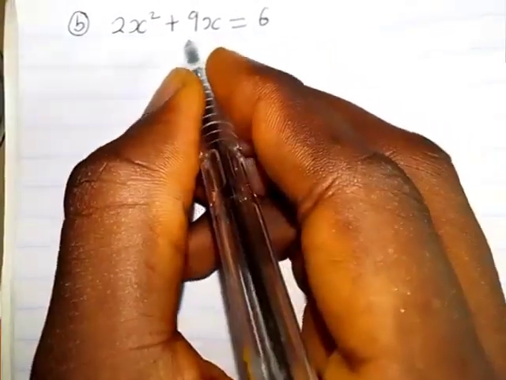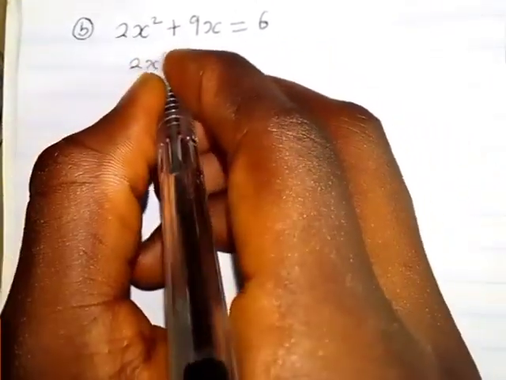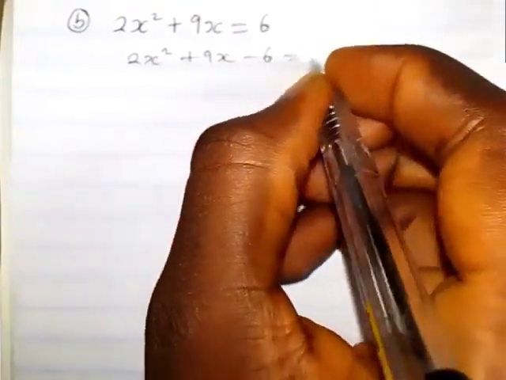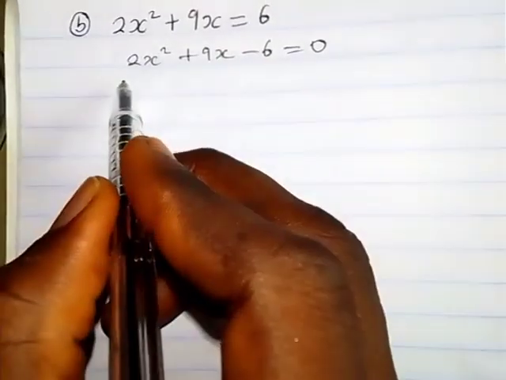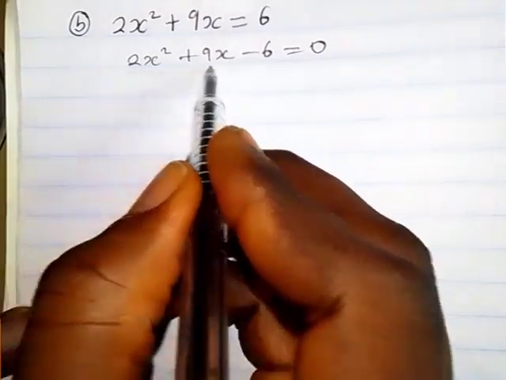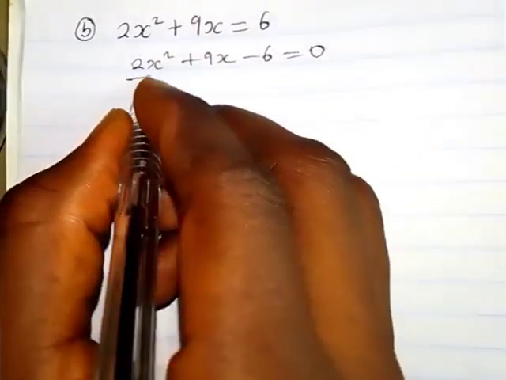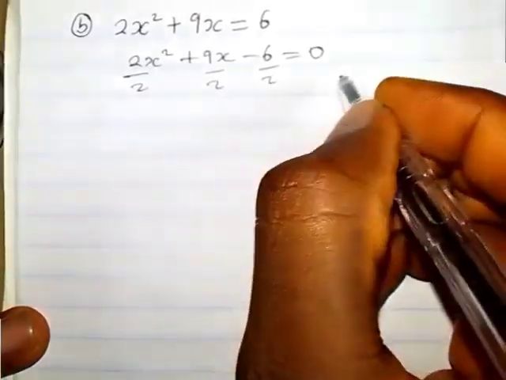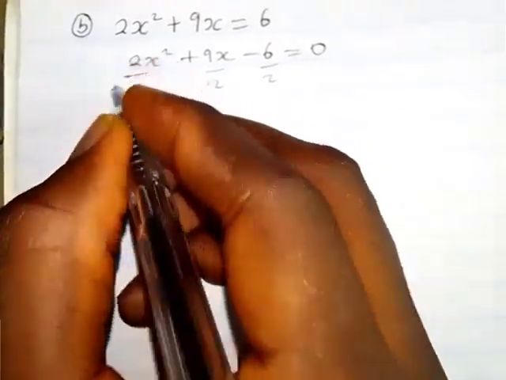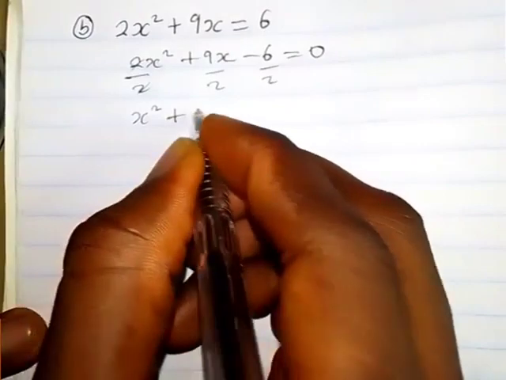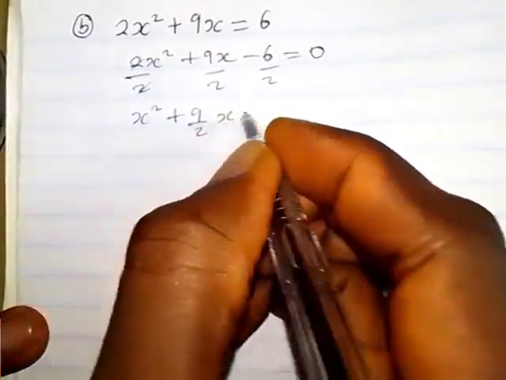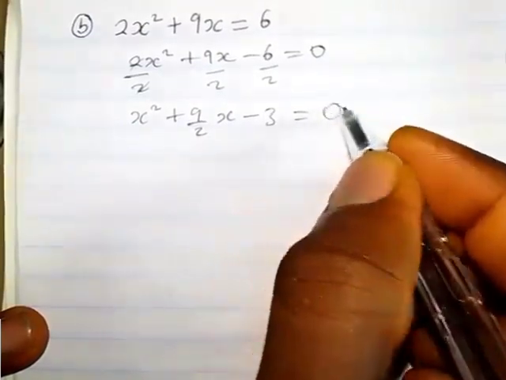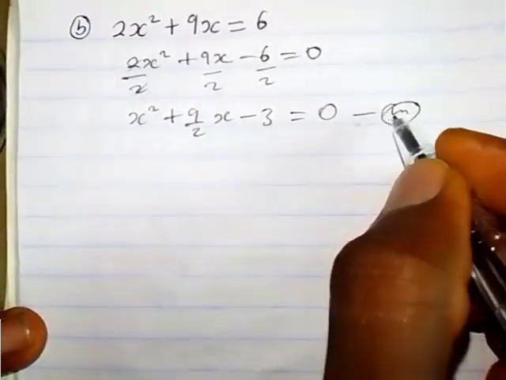When 6 comes to the left side, we have 2x squared plus 9x minus 6 equals 0. So we divide both sides through by 2, because that's the coefficient of x squared. So dividing through by 2, we have 2 vanish. So we have x squared plus 9 over 2 x minus 6 divided by 2 is simply 3, equals 0. Let's call this equation 3.